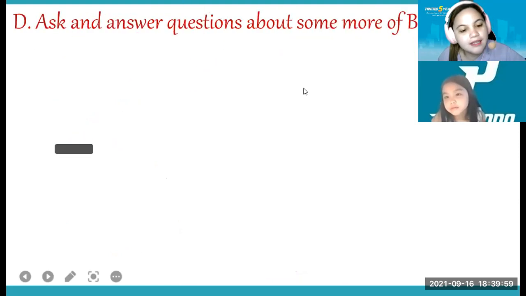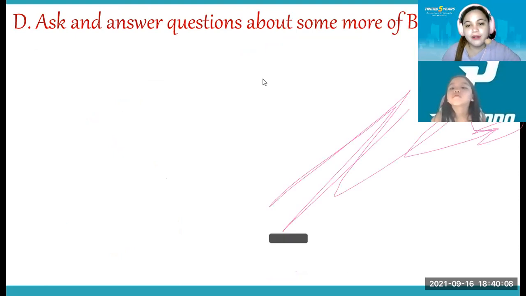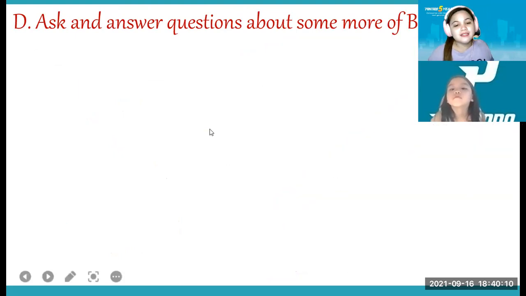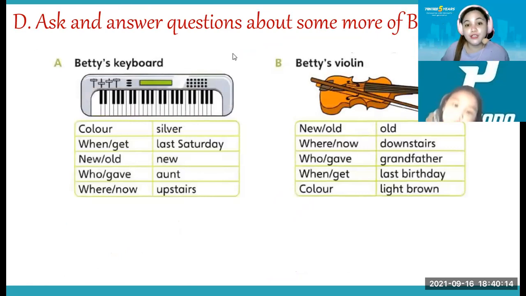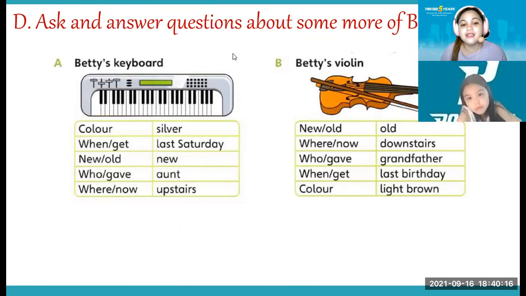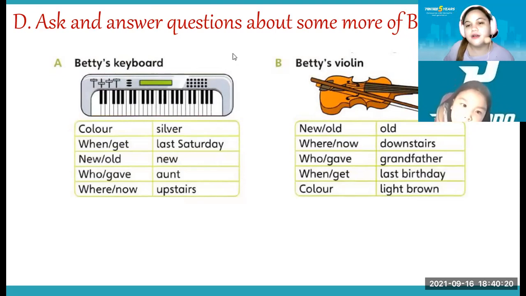Okay, for our last activity, let's answer letter D. Ask and answer questions about some more of Betty's things. So we're going to talk about Betty's things. Now, Wong, I'm going to ask you letter A, and you can see the answers on the screen, okay? So, question number one, about Betty's keyboard. What is the color of Betty's keyboard? It's silver.